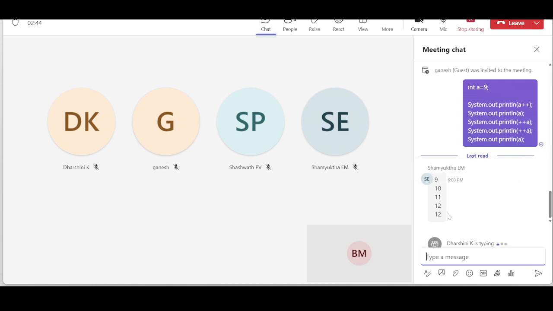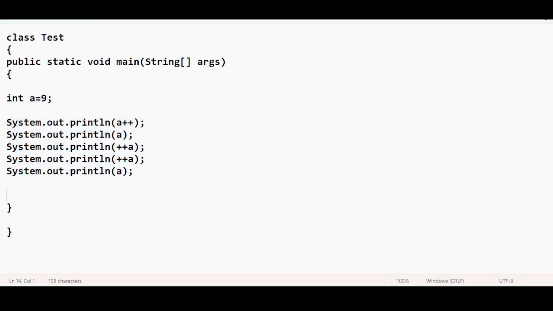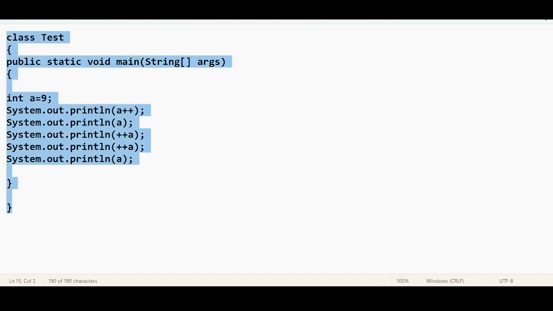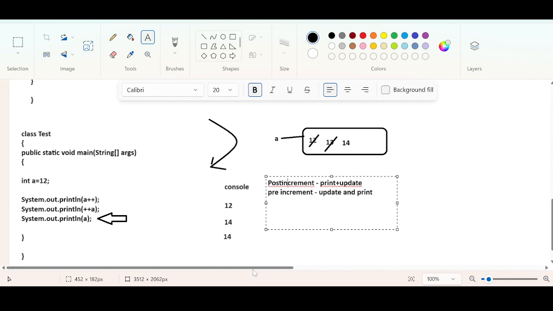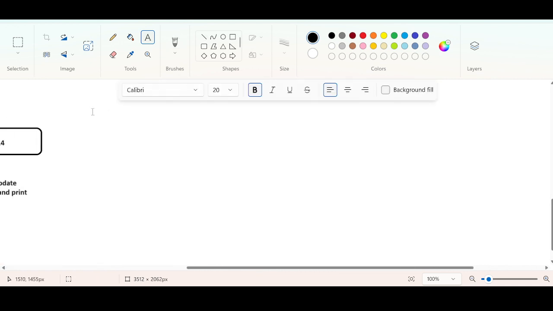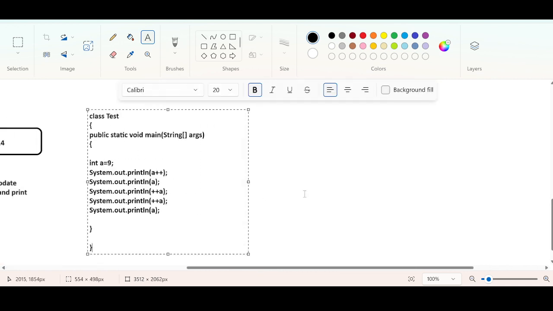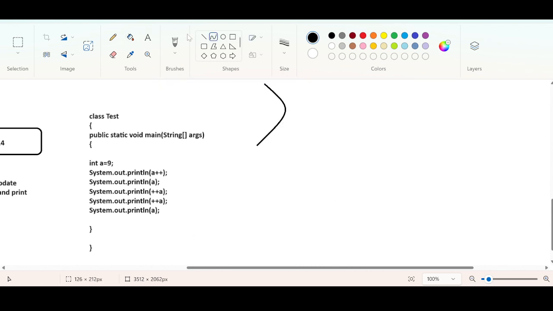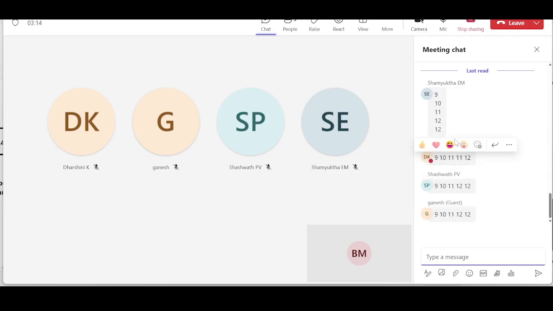9, 10, 11, 12, 12. Okay. You print, I will copy and paste this. Let's see who is giving the right answer. Okay, 9, 10, 11, 12, 12; 9, 10, 11, 11, 12; 9, 10, 11, 12, 12. Okay, I got four answers.